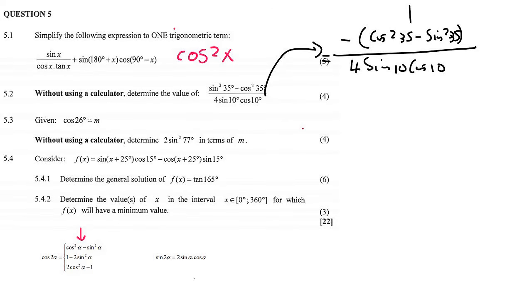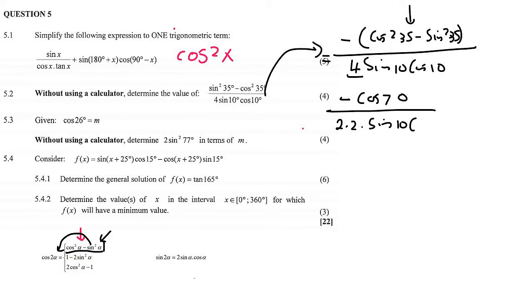Now, this is the same as this. So what we're going to do is we're going to take this part, and we're going to turn it into that. So what happens is that the angle becomes double. So it's going to become negative cos of double 35, which is 70. Then at the bottom, I can now see something starting to happen. I'm going to change this 4 into 2 times 2, sin 10, cos 10.